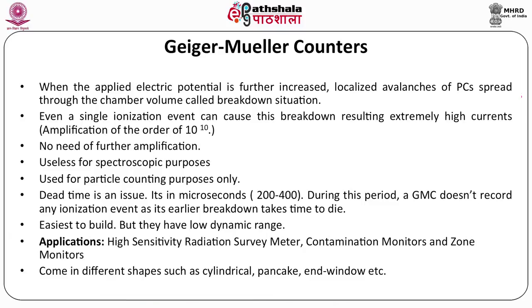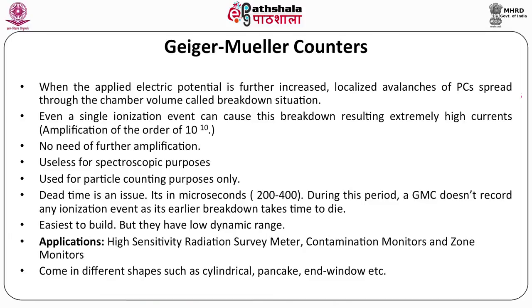As I told you, this is highly sensitive. Even a small amount of radiation can be detected here because the amplification is very high. So, with high sensitivity, they are used in high sensitivity radiation survey meters. That means where low levels of radiation are expected, you will use a GM counter based radiation survey meter. It can be used for contamination monitors and zone monitors.